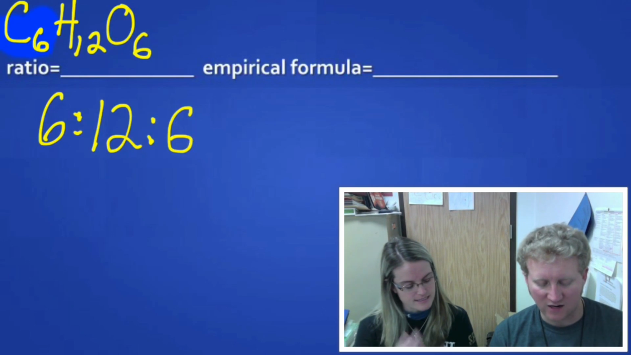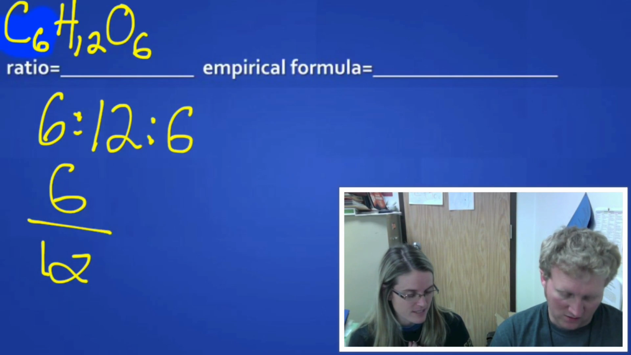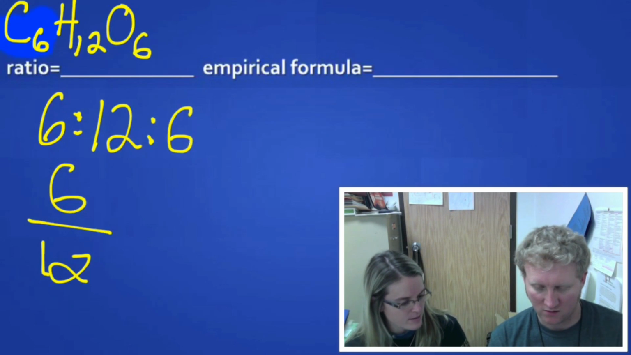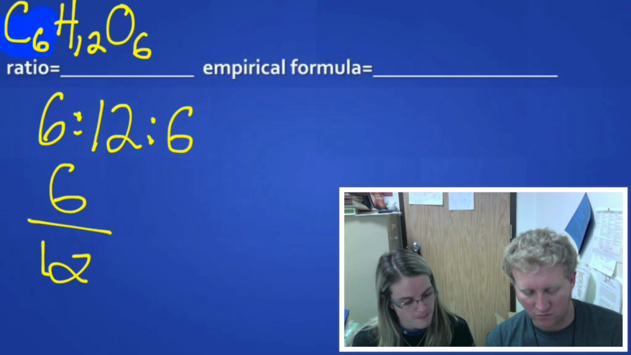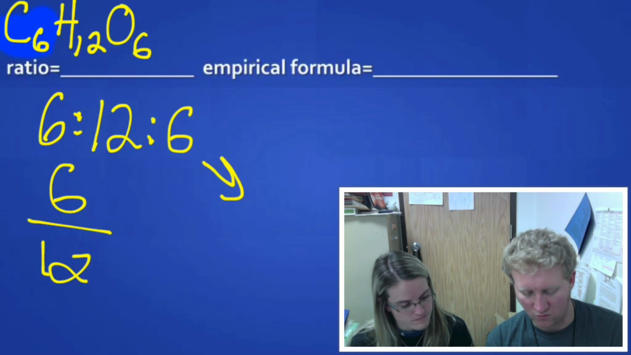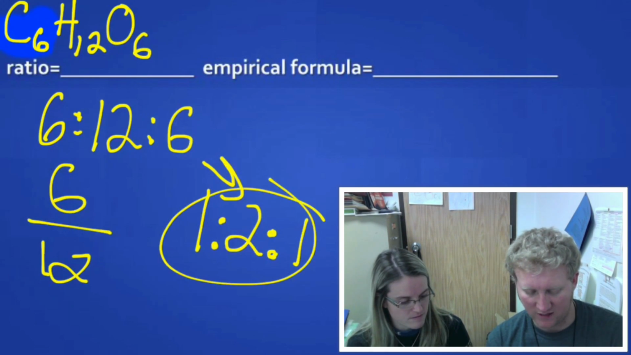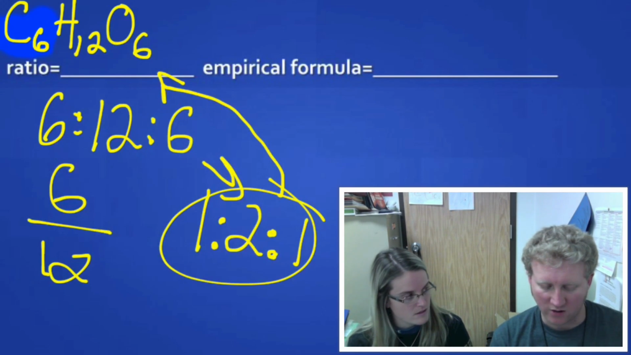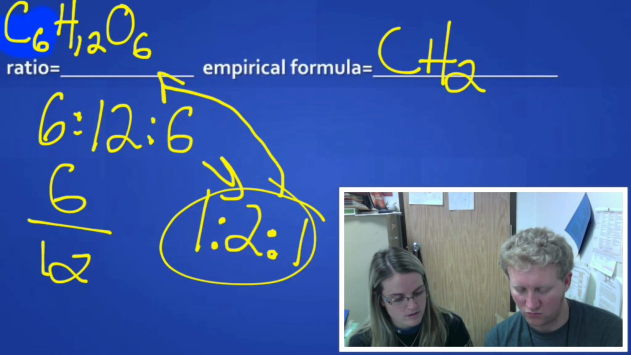If I've got 6 over 12, well, I could divide them all by 2, but then that would be 3, 6, 3, and that can go even further. So I've got to divide them all by 6. If we divide them all by 6, we get 1, 2, 1. That would be our molar ratio, and then we can take that to make our empirical formula, which would be CH2O.